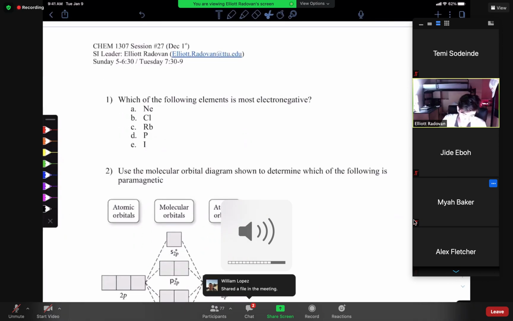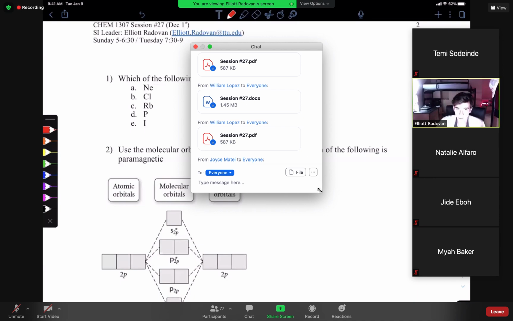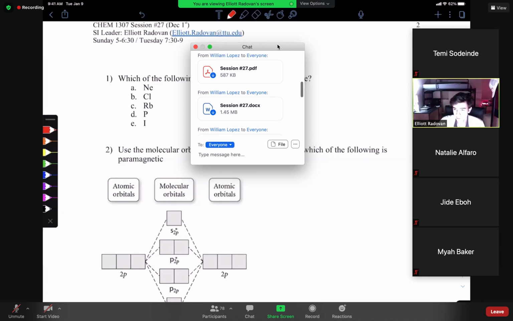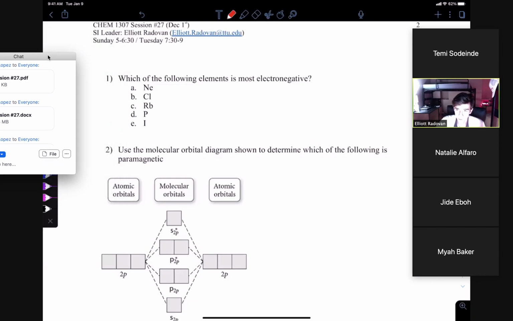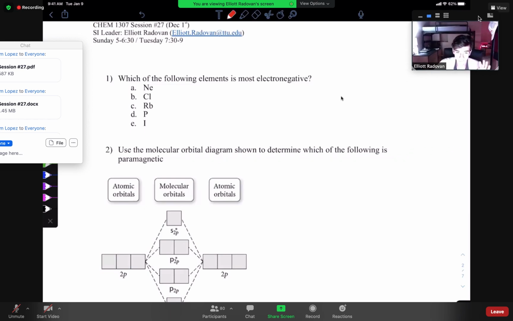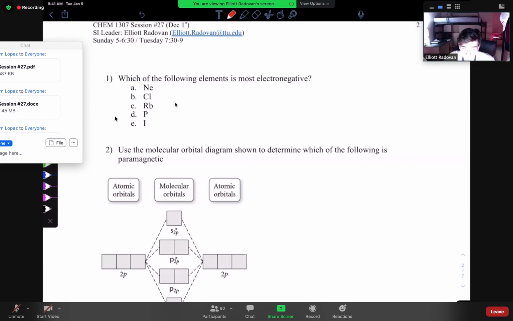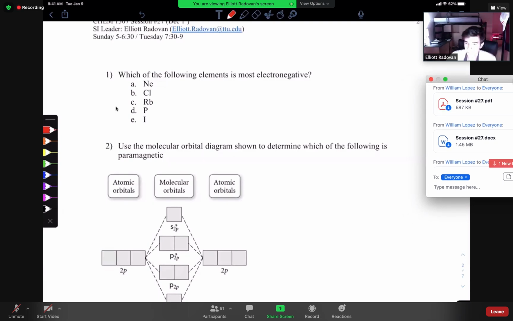Quickly, I wanted to touch on number 1 because I made an error in this one. It was the last question from yesterday's session. So I just wanted to go over this again. I don't think a lot of people were here for this because this was past when the session technically ended. So not a lot of people saw this, but I just want to touch on this just to be safe.